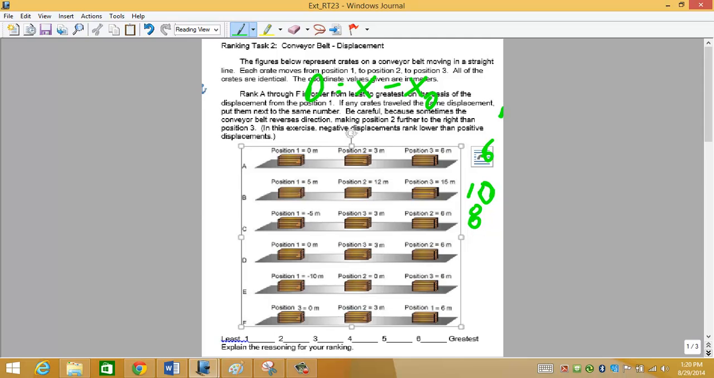In D, I start out, again, at position 1, and then I go out to position 2, and I backtrack to get to position 3. So I look at where did I wind up, which is positive 3, minus where did I start, which is 0. And therefore my displacement in D is just positive 3.